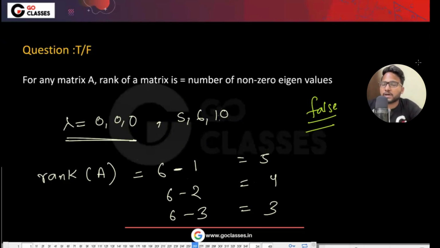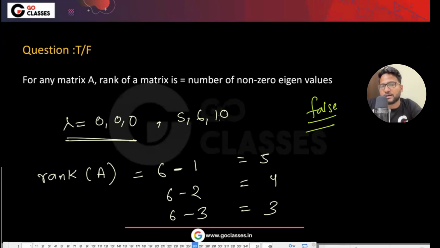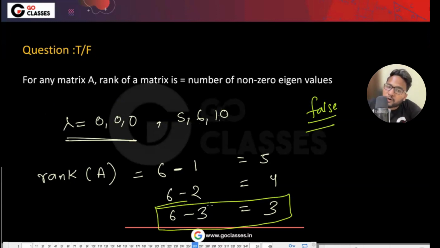So what I'm trying to say here is that if you have lambda equal to 0 repeating 3 times, then the number of non-zero eigenvalues is just 3, so rank could be 3. That is fine, but it need not be 3. It is 3 only if you guarantee that the number of linearly independent eigenvectors corresponding to the 3 repeated zeros is 3.